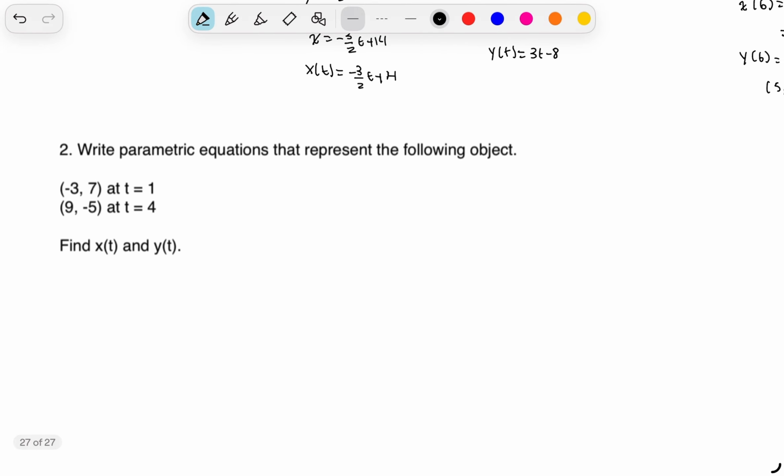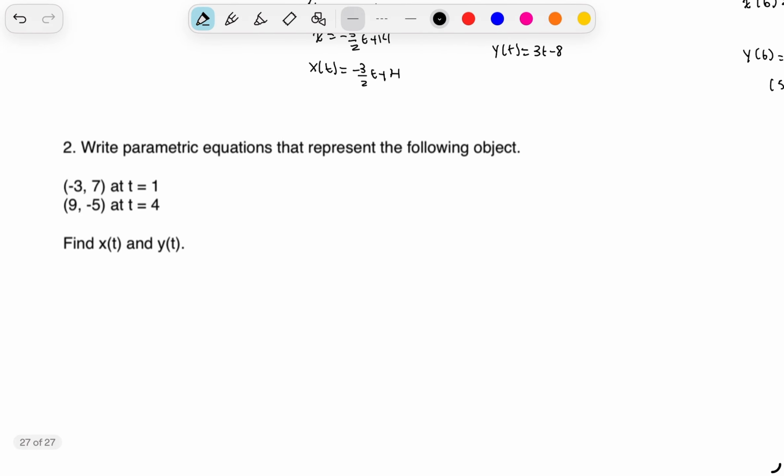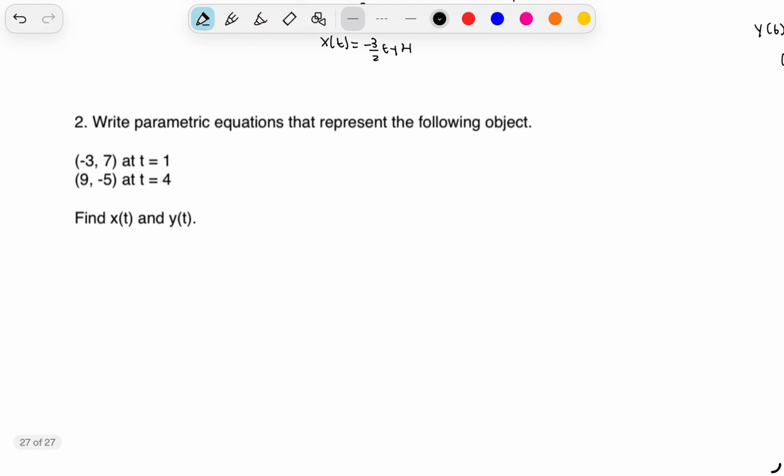Now let's do another problem. Write the parametric equations that represent the following object. So you have (-3, 7) at t equals 1 and (9, -5) at t equals 4. We're going to use the t and x points, and we're going to create a table. For t and x, you're going to have (1, -3) and (4, 9). So you're going to find the slope, which is m of x equal to 9 minus negative 3, divided by 4 minus 1, and that's going to be 12 divided by 3, which is equal to 4.